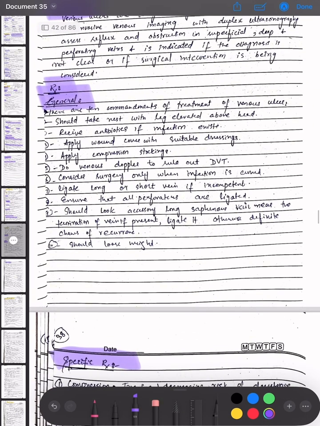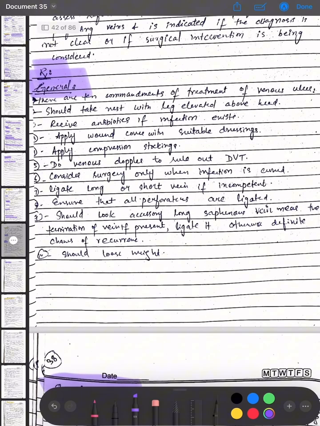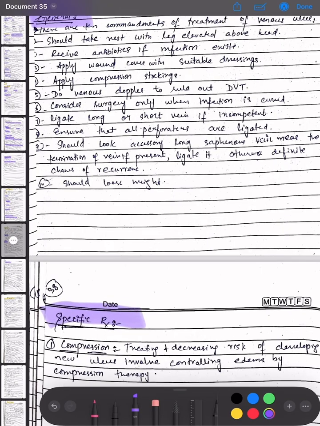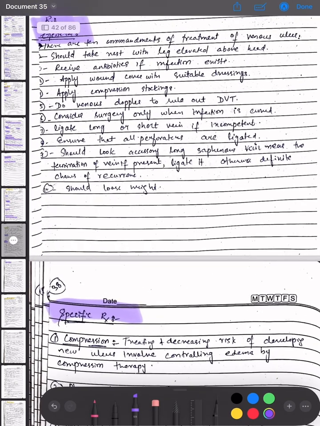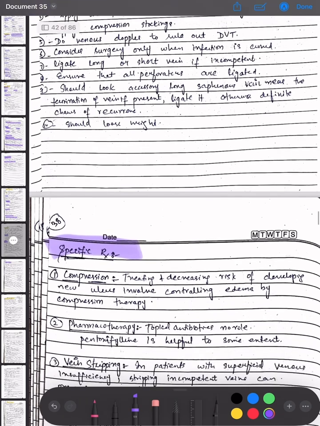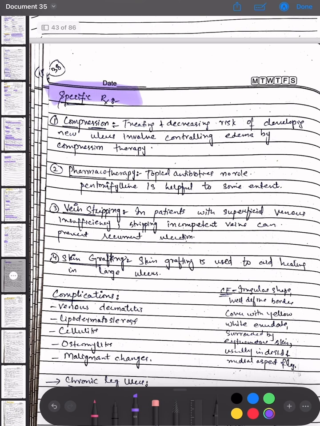Okay, in general treatment, there are 10 commandments of treatment of venous ulcer. These are: take rest with leg elevated above head, receive antibiotics if infection exists, apply wound cover with suitable dressings, apply compression stockings, do venous Doppler to rule out DVT, consider surgery only when infection is cured, ligate long or short vein if incompetent, ensure that all perforators are ligated, look for an accessory long saphenous vein near the termination of the vein and, if present, ligate it, otherwise there are definite chances of recurrence, and lose weight. These are the general measures for the treatment of venous ulcer.